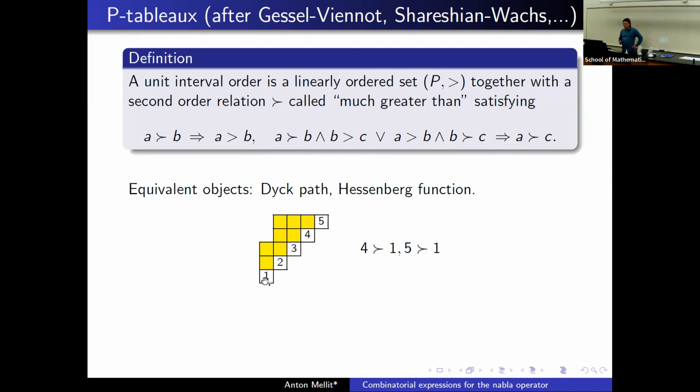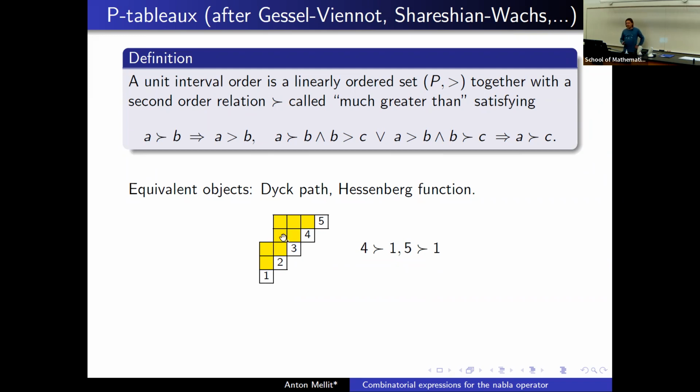So here is my Dyck path of length 5, and the n elements of my set are on the diagonal here, 1, 2, 3, 4, 5. And to each pair of numbers, I can look at the corresponding box, and it can be inside, under the path, or above the path.